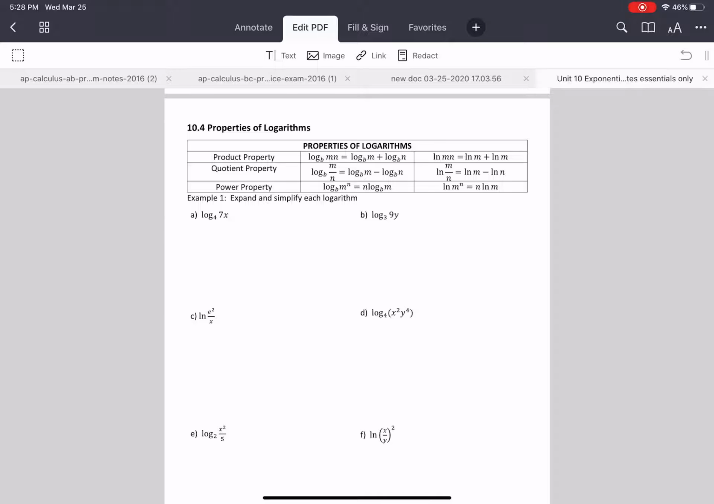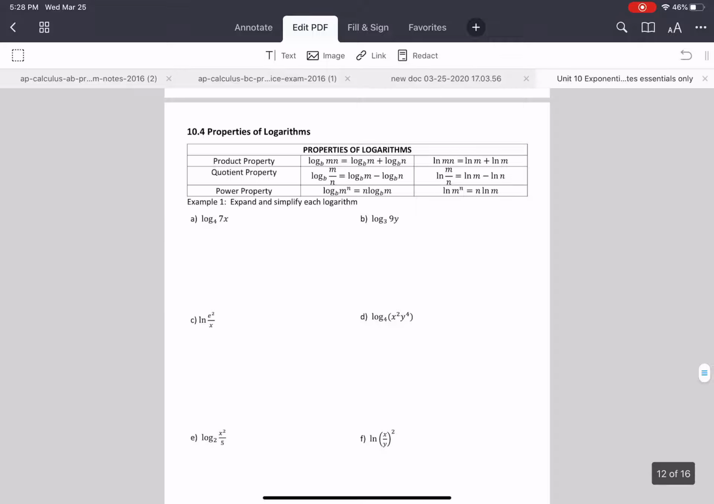Right below the 10.4 notes key on Canvas, I posted a page with some video links to proofs about why these properties work. If you're curious about that, or if you think it would help you understand how to use them better, please go on there and click on those video links so you can see why the product property, quotient property, and power property work. Right here, I'm just going to focus on how to use them.